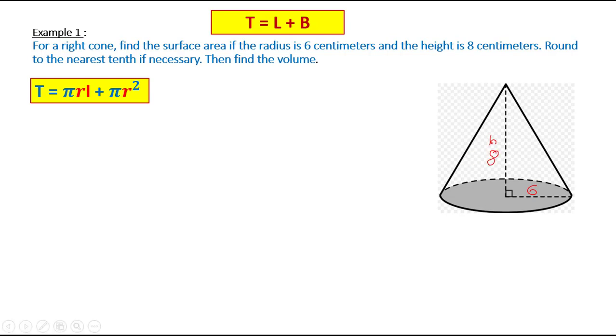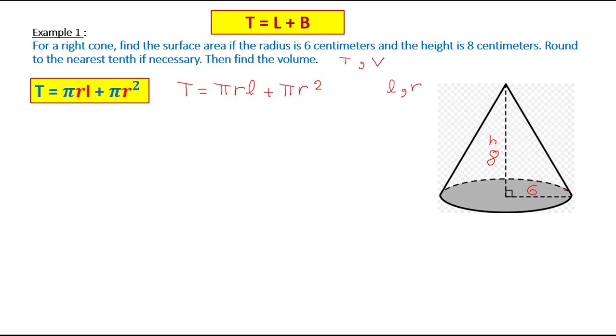And he wants to find the total surface area and the volume. So first, we're going to write the rule of the total surface area. We know that the area of the cone is pi r L plus pi r squared. Then we need to find the L and we need the R. We know the R, which is 6, and we know that the height is 8.